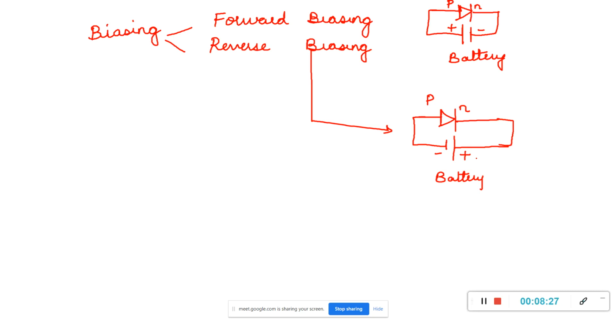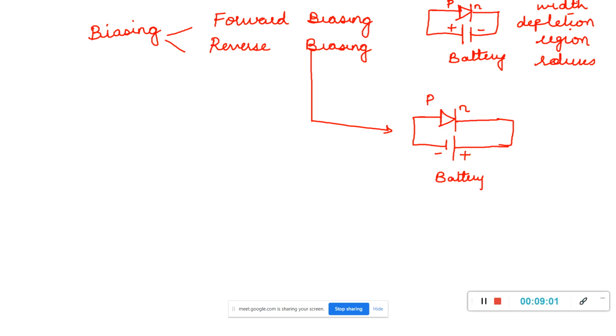And this one I have explained in the previous class, the forward biasing. In forward biasing, what happens? Here the positive terminal of the battery pushes the holes to the N region, and the negative terminal of the battery pushes the electrons to the P region, and hence the width of the depletion region reduces. Width of the depletion region reduces in the forward biasing.